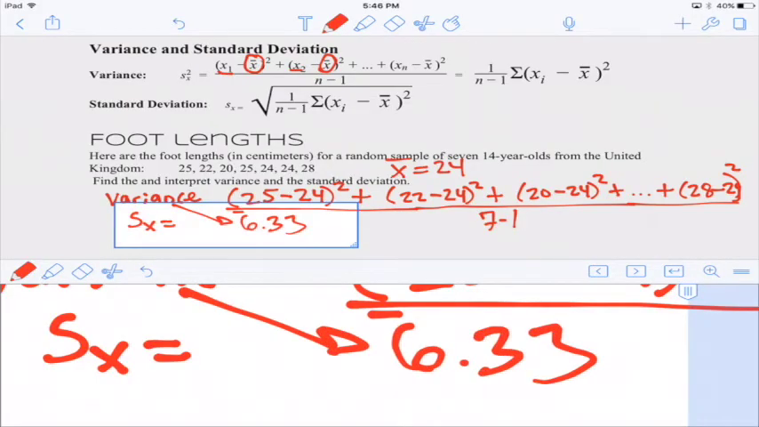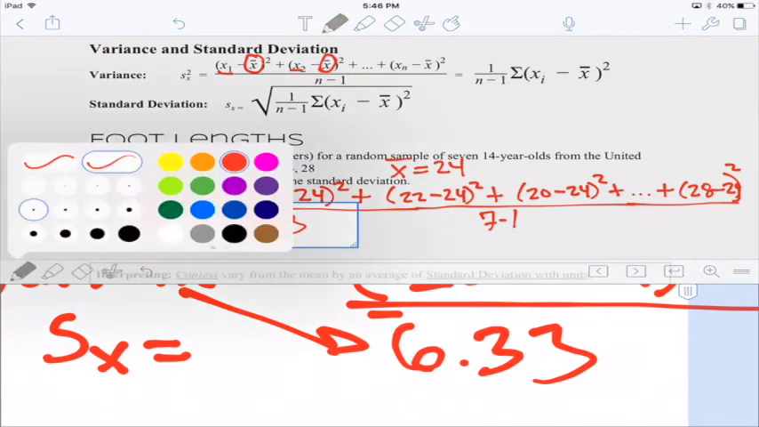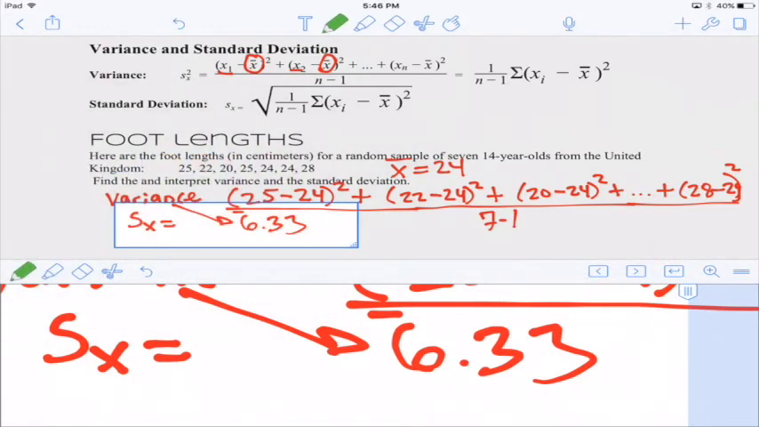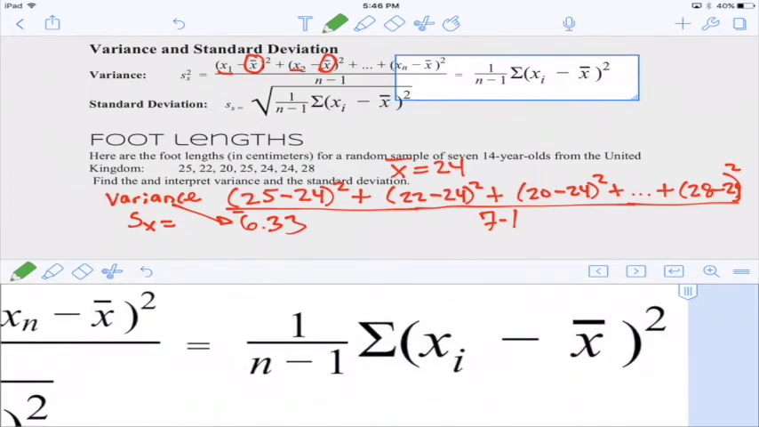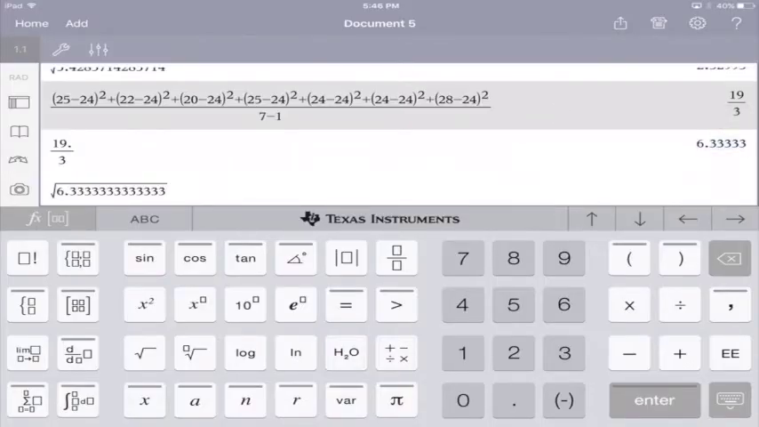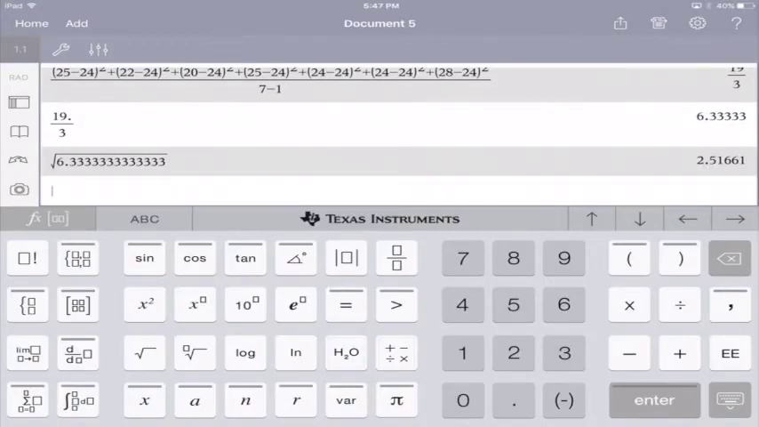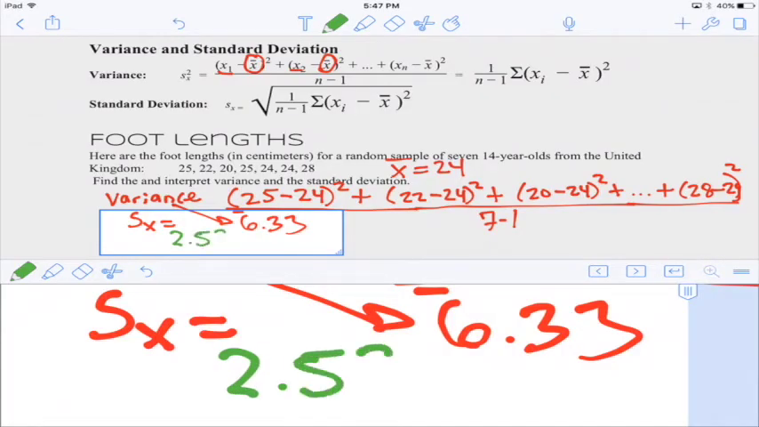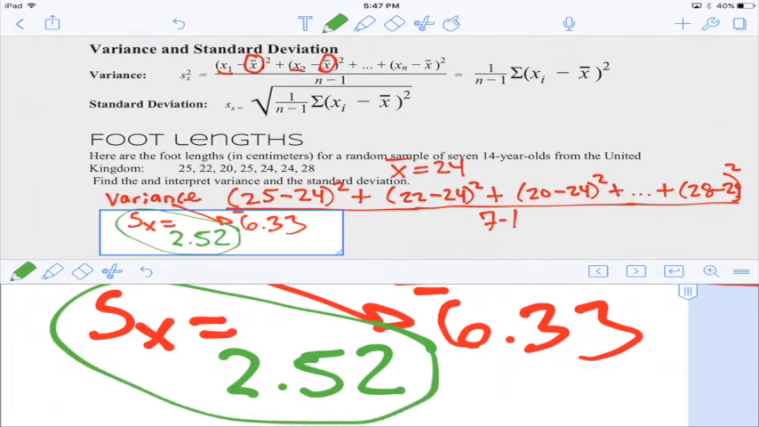So my variance is 6.33, and my standard deviation is the square root of that. I just take the square root of all that. So there's my standard deviation, 2.52. So there's my standard deviation.